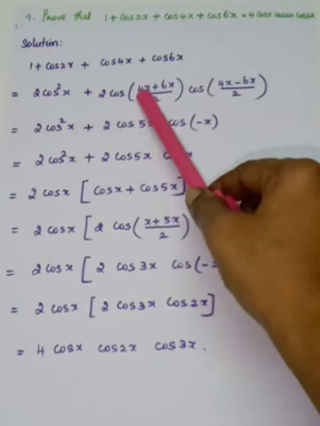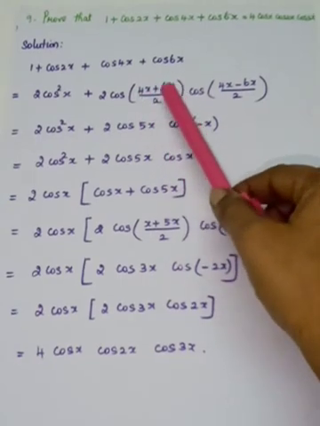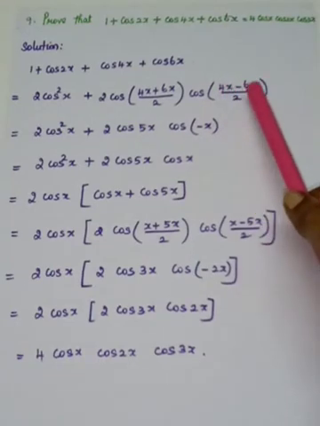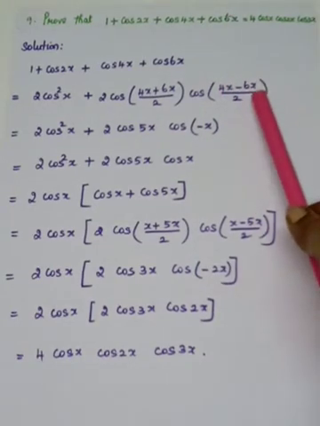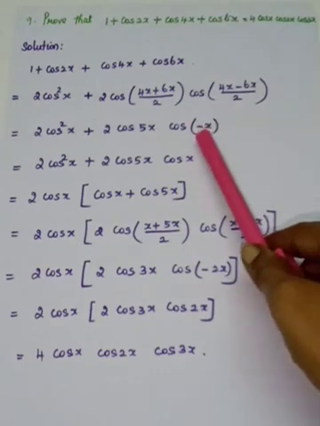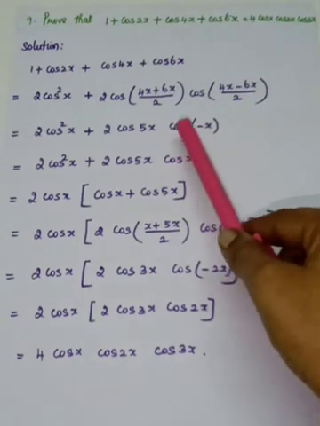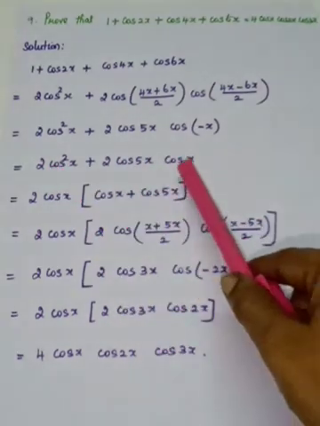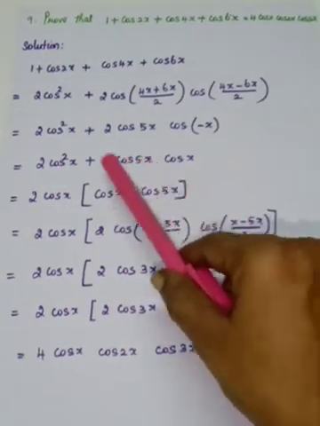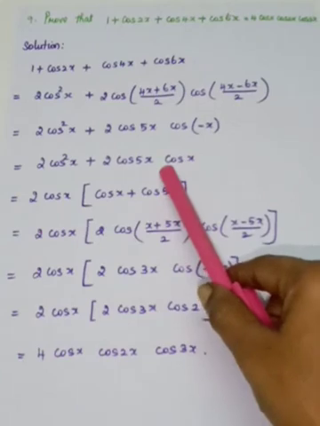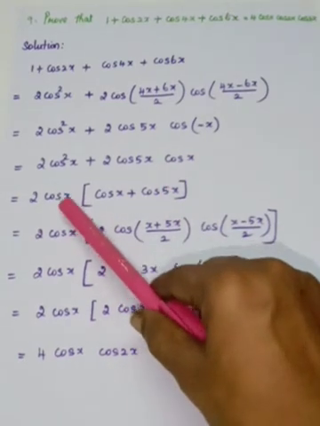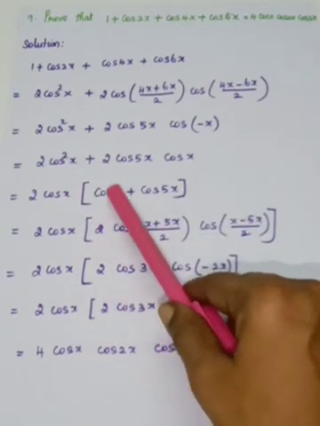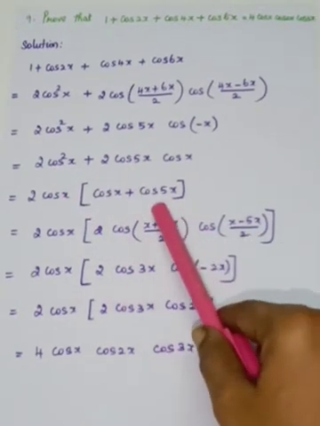Okay, so here 4x plus 6x is 10x. 10x divided by 2 is 5x. Here 4x minus 6x is minus 2x. So divided by 2 it is minus x. Okay, what is cos of minus theta? It is cos theta. So you will get this term. So here you are having two terms. From these two terms, what is common? 2 cos x is common. If it is taken out from the first term, what is remaining? Cos x. So for the second term, the remaining is cos 5x.